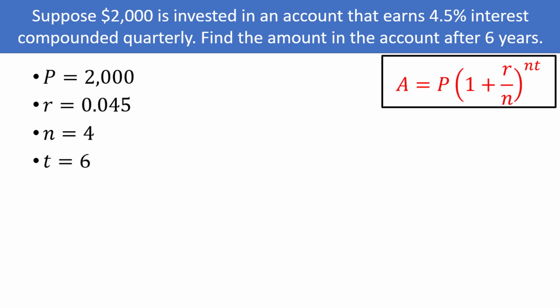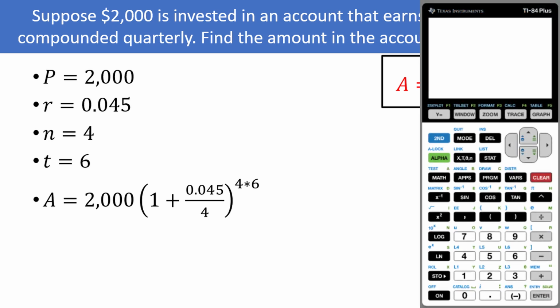T is equal to 6, as we want to know the balance in the account after 6 years. From here, it's as easy as plugging into the formula. We have A is equal to 2,000 times (1 plus 0.045 over 4) to the 4 times 6 power. We can type this all into our calculator.